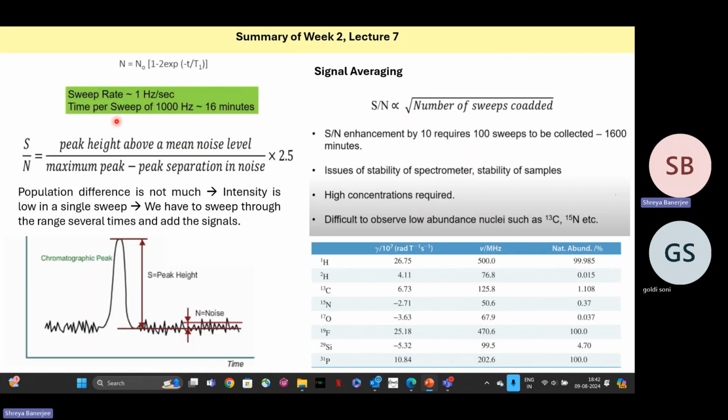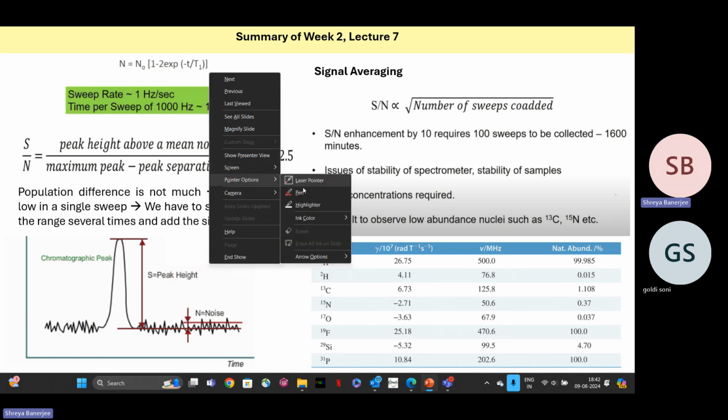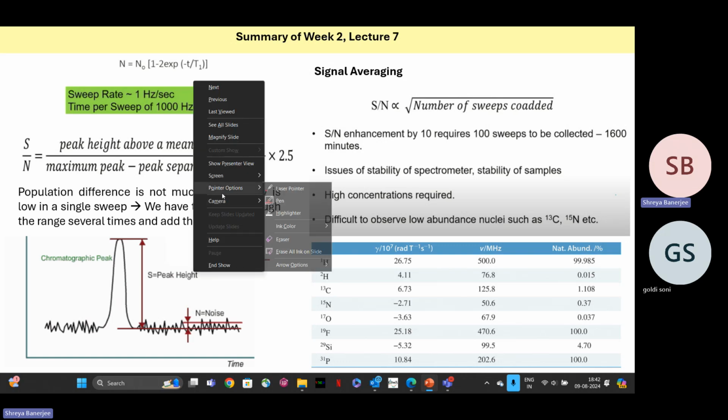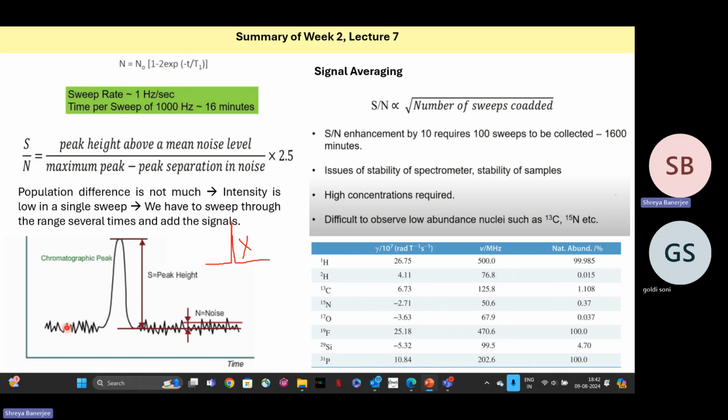So here we have another important term, called the signal to noise ratio. Basically, an ideal NMR spectrum is where the baseline is completely flat, and then you have your peak, and again the baseline. But this is very ideal. We don't observe it like this. Normally we observe a baseline where there are a lot of aberrations. This is called noise. And then you have the sample peak, and again you have a lot of noise.